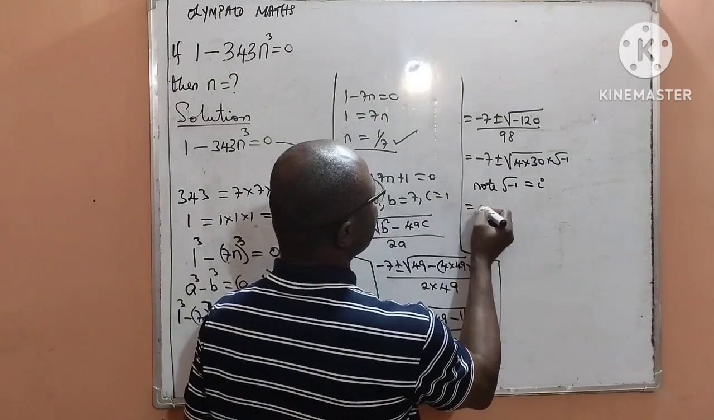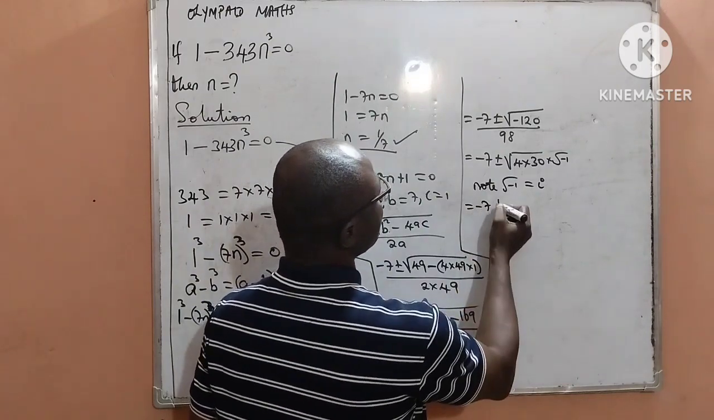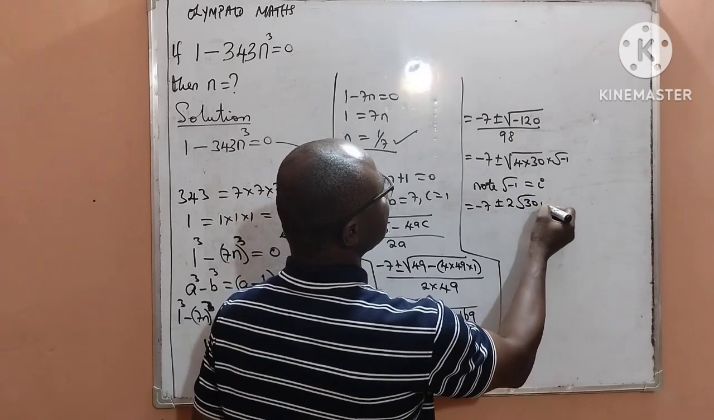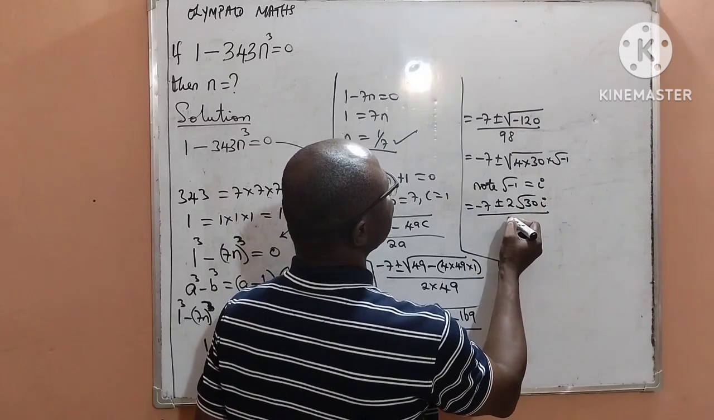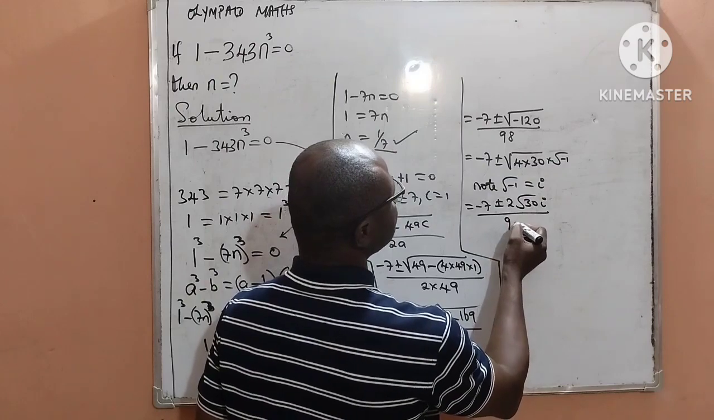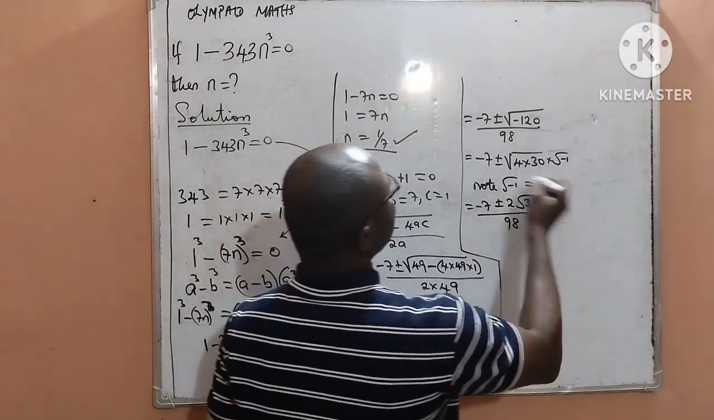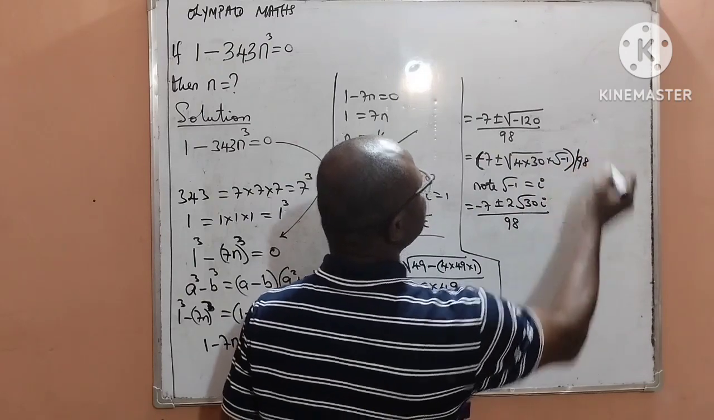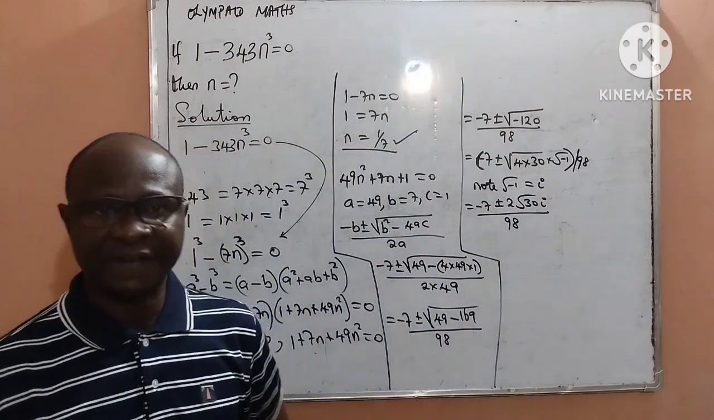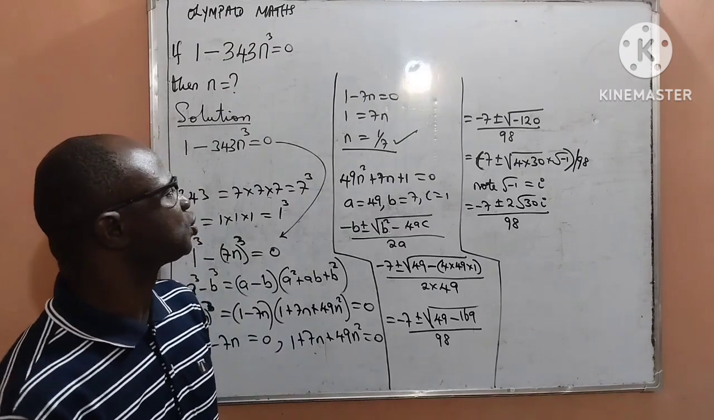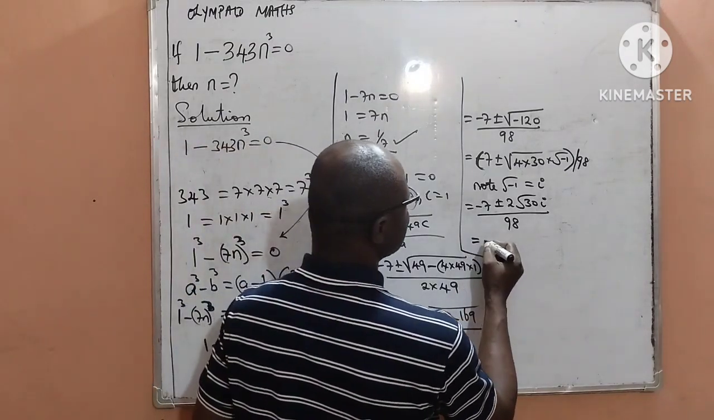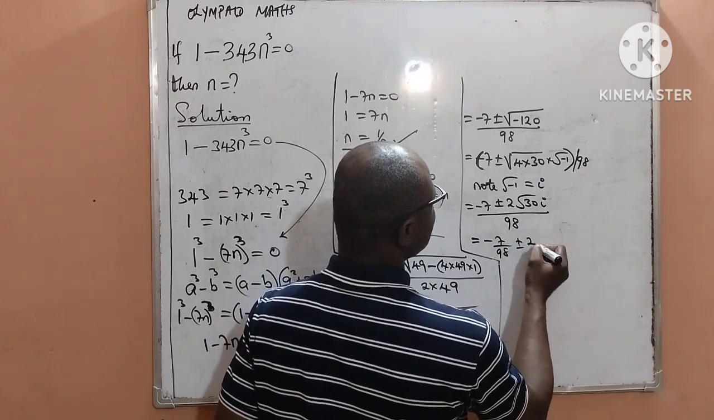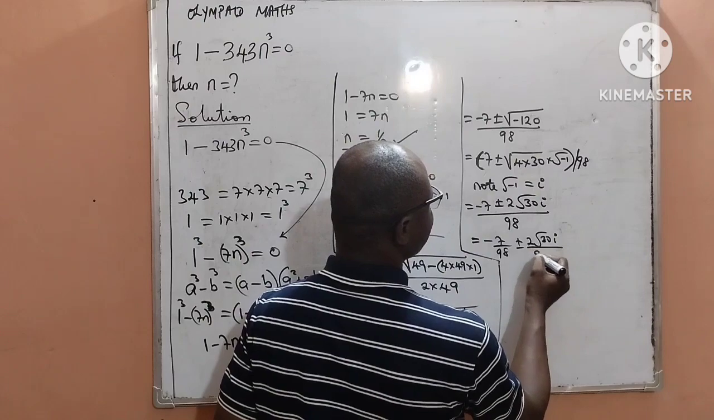That implies that I will have minus 7 plus or minus the square root of 4, which is 2, then the square root of 30 i, all divided by 98. Recall that the whole of this should be divided by 98. Very correct. What next should be done? We can write it as minus 7 all over 98 plus or minus 2 root 30 i divided by 98.